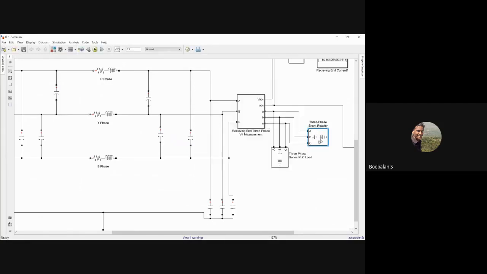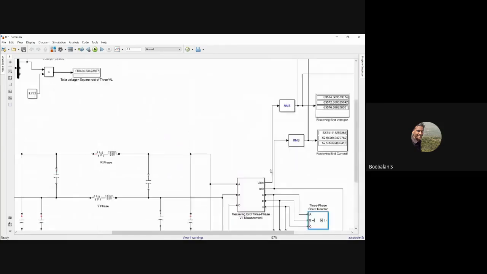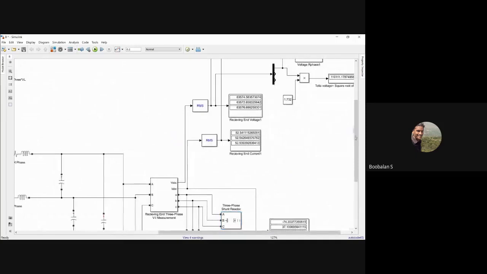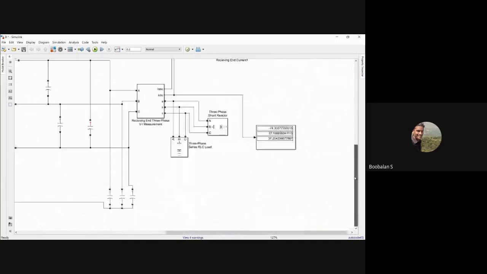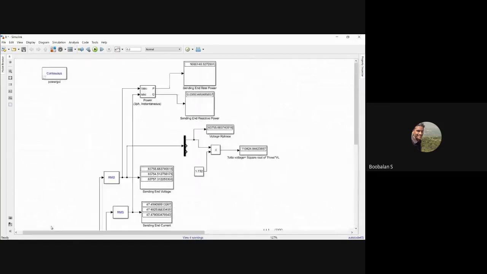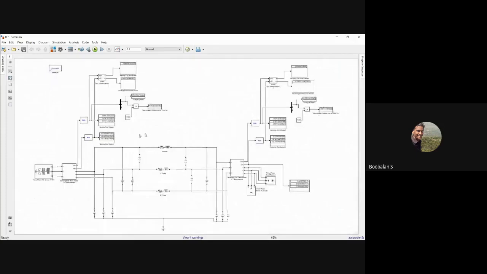So if there is no load on my receiving end and there is no reactive power compensation, definitely my receiving end voltage will be very high due to the Ferranti effect. Now we will see: there is no load, and no reactive power compensation on my load side. Just verify that once again, due to the Ferranti effect, my sending end voltage will be very high. We are actually sending about 110.4 kV.